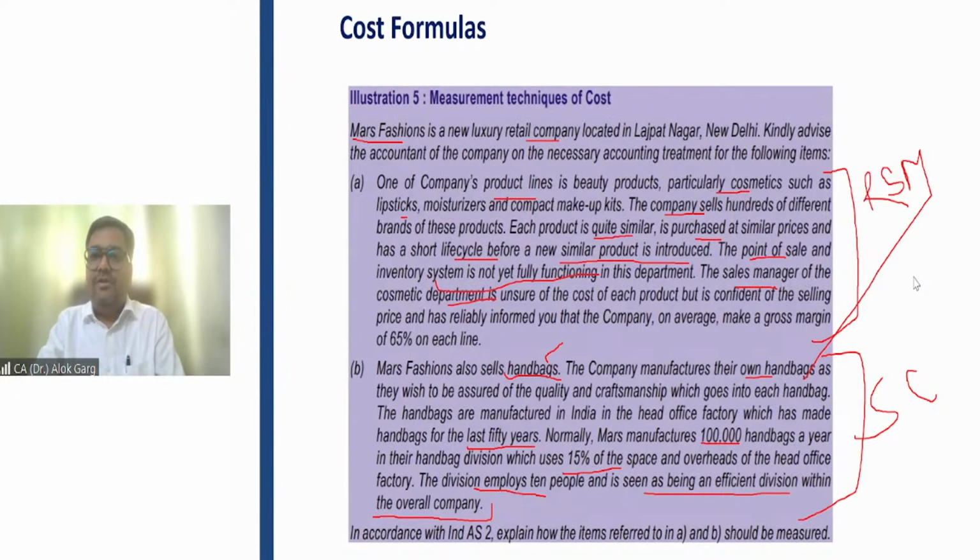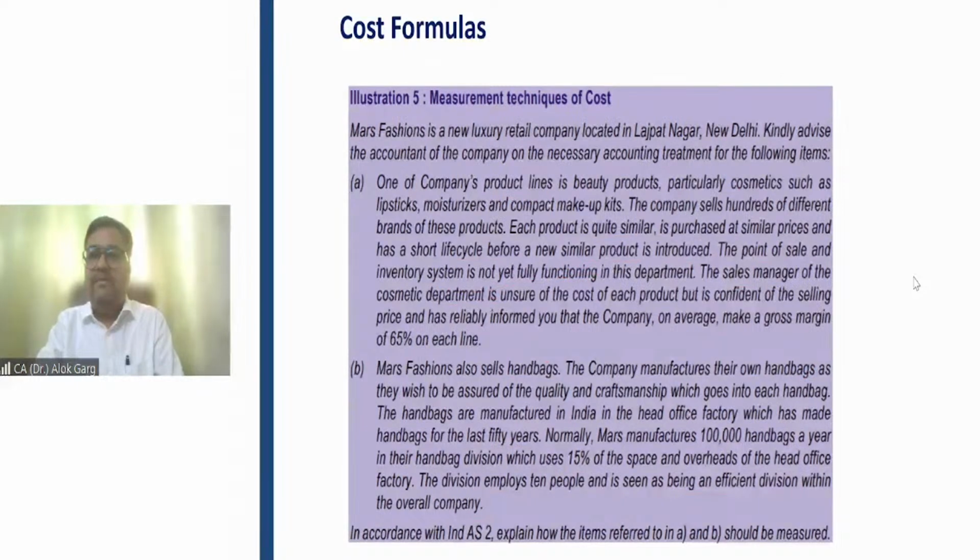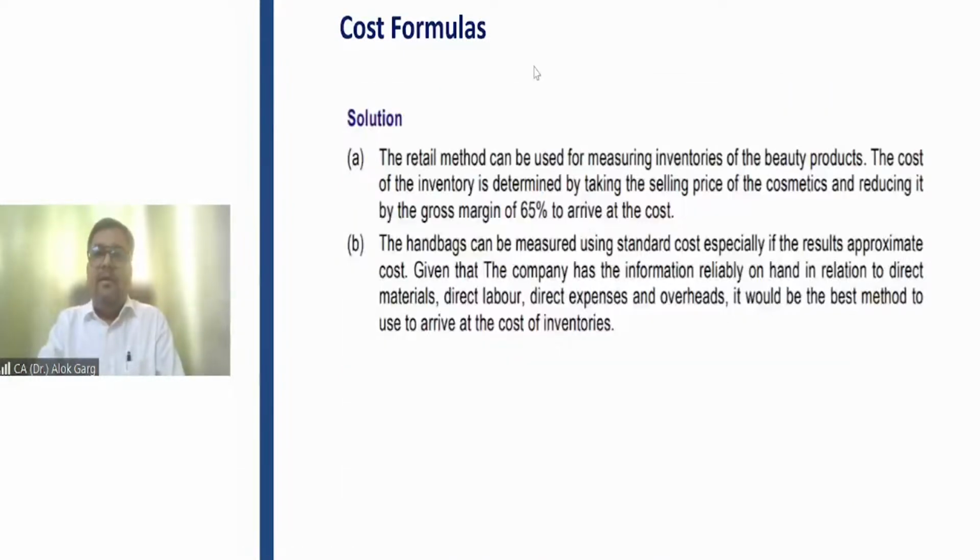One is standard cost. First one is retail sale price. You can see the answer. The retail method can be used for measuring the inventory of beauty products. The cost of the inventory is determined by taking the sale price of the cosmetic and reducing it by the gross margin of 65% to arrive at the cost.